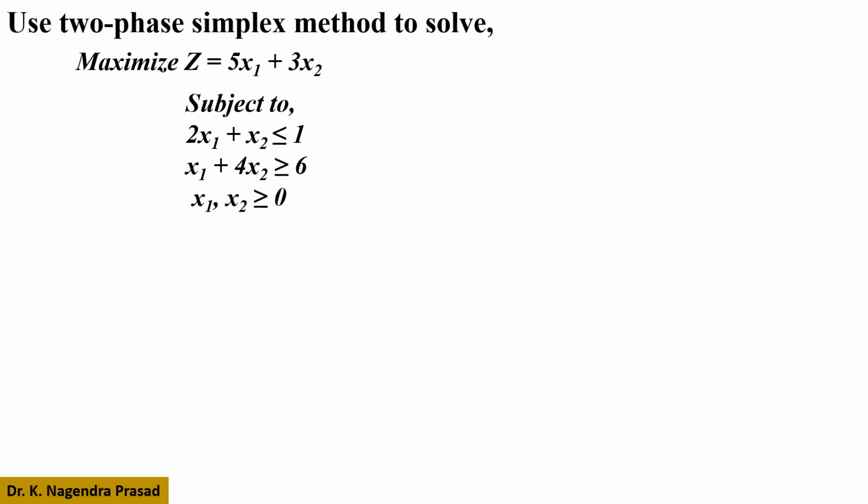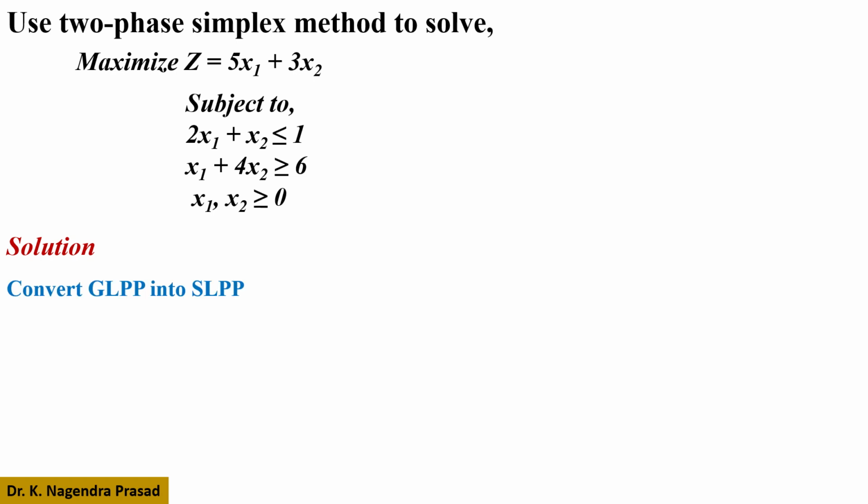In the present lecture, we will discuss the example problem on a two-phase simplex method. Let's see the problem. Use the two-phase simplex method to solve: maximize z equal to 5x1 plus 3x2 subject to 2x1 plus x2 less than or equal to 1, x1 plus 4x2 greater than or equal to 6, x1, x2 greater than or equal to 0. Let's see the solution.